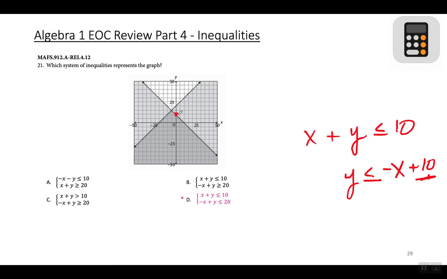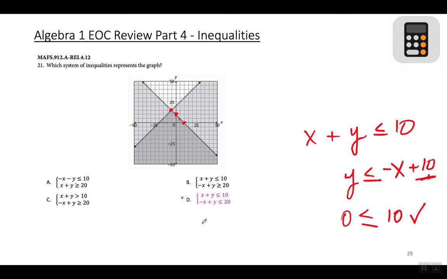Since all the units are going in 5s, you could just go down 1 unit, to the right 1 unit, down 1 unit, to the right 1 unit. All right, it could be equal to, so the line is solid. And when you plug in 0, 0, you're going to get 0 less than or equal to 10, which is correct. So that's why you shade to the left of that line.